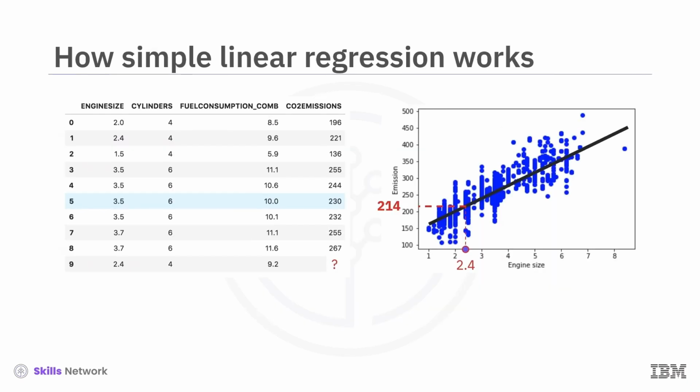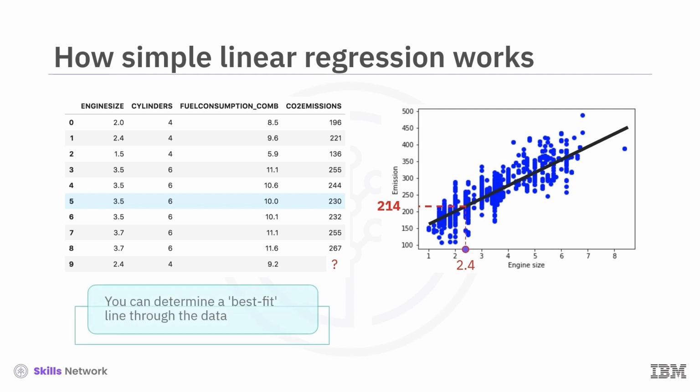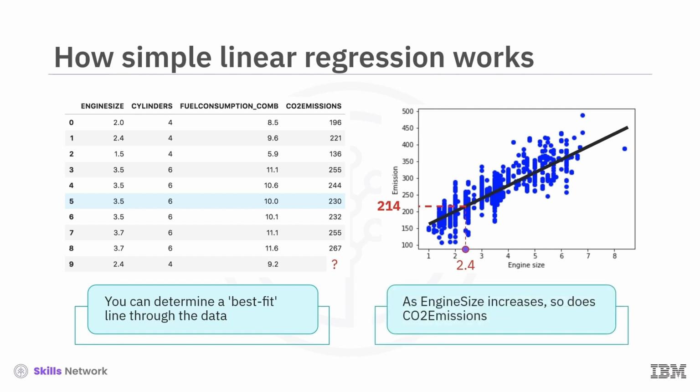Let's consider the same dataset again. Let's plot engine size as an independent variable and CO2 emissions as the target value that we want to predict. A scatter plot clearly shows the correlation between variables where changes in one variable explain or possibly cause changes in the other variable. With simple linear regression, you can determine a best fit line through the data. As engine size increases, so does CO2 emissions, and the relationship is approximately linear. You can use simple linear regression to predict the emission of an unknown car. For example, the predicted emission for a sample car with an engine size of 2.4 is 214.